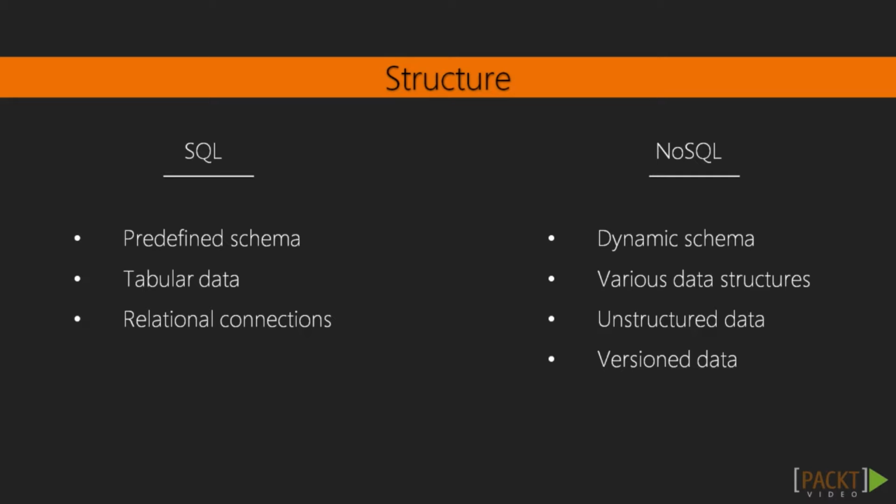Whereas in NoSQL, you have a dynamic schema. In other words, your schema changes or can change. It can be different with every object that you store in the database. You have various data structures that can all exist at the same time in the same data collection. And so it's an unstructured data set. And in fact, you can also have version data.